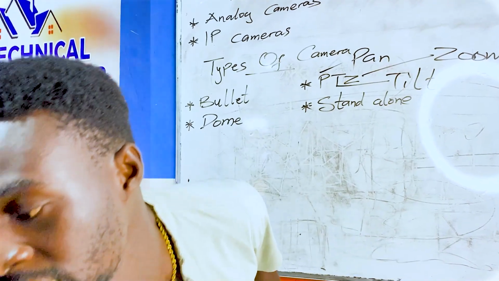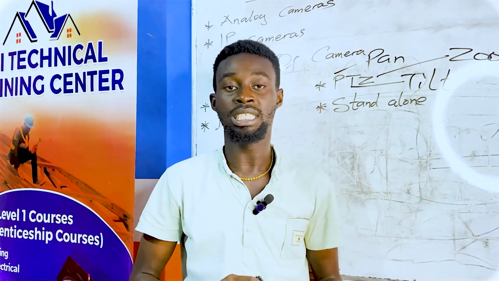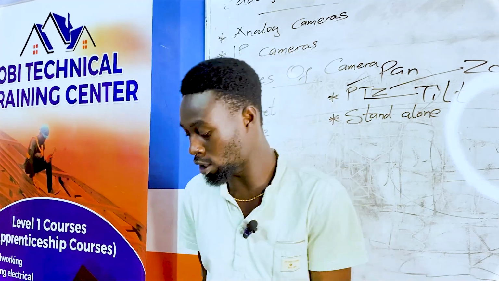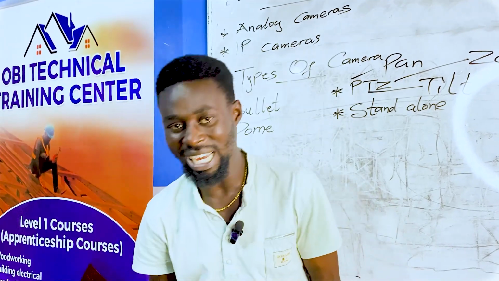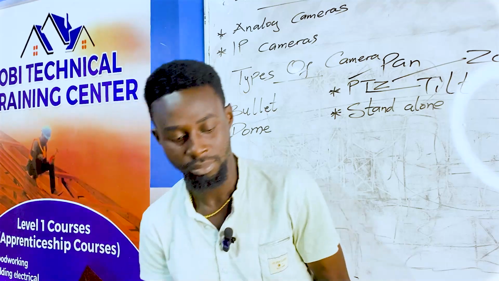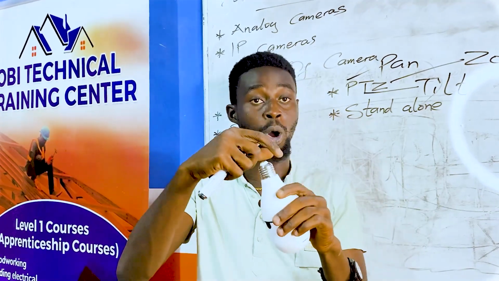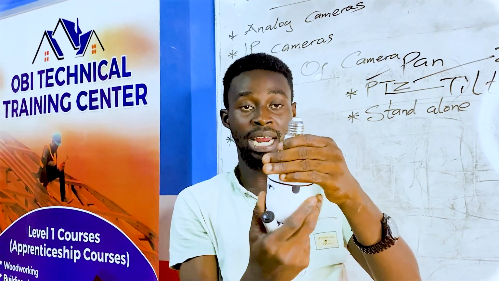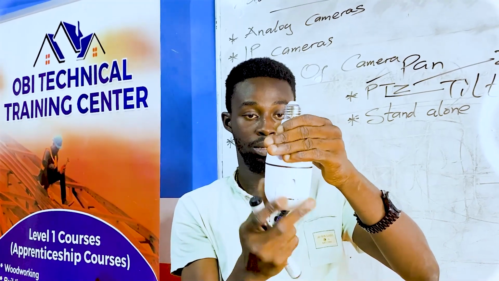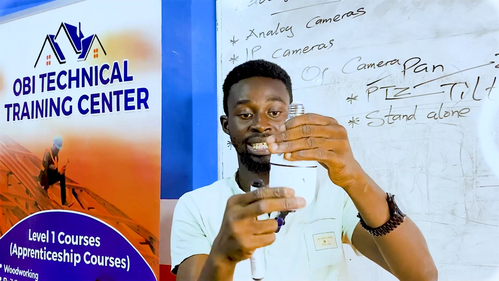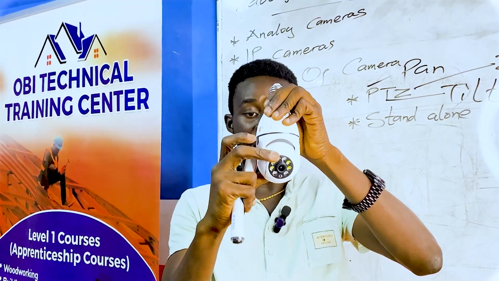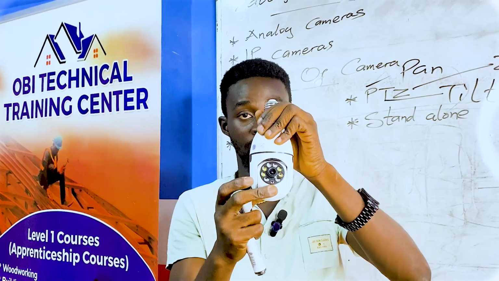Now with the PTZs, as I was saying, they come in different shapes, but they have the same functionalities. This is another example of a PTZ cam. It looks like a bulb. It has the holder of a bulb. And you see it also pans. It tilts, and then it zooms when you have a mobile device.